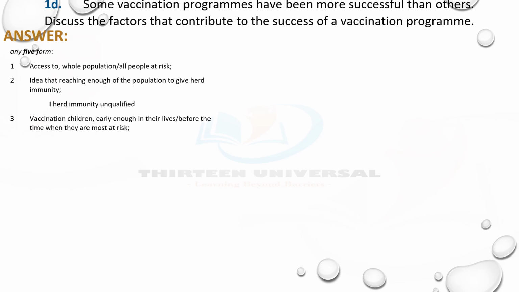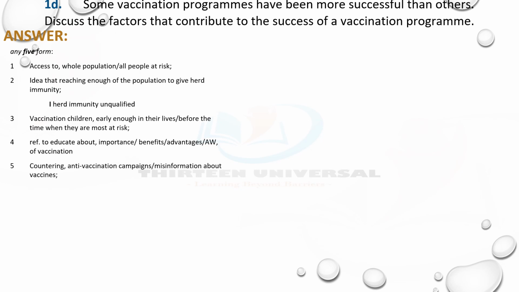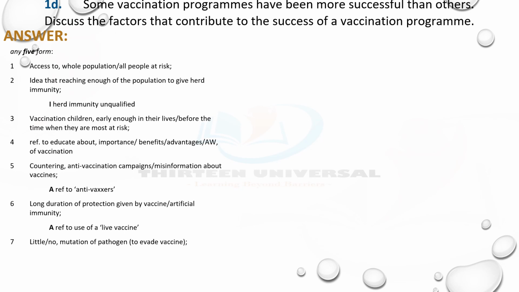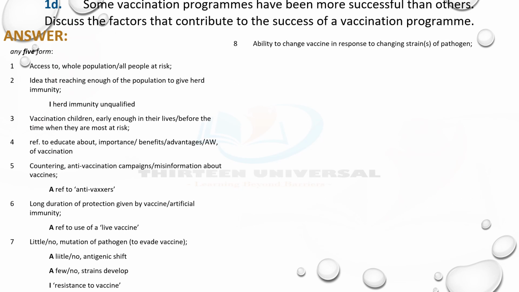Now, vaccination of children, yes, children were vaccinated early in their lives, before the time when they're more at risk. Also, people educated on the importance, benefit and advantage of vaccination, so that they were able to counter anti-vaccination campaigns or misinformation, and people are willing to take the vaccine. Long duration of protection, so the vaccine provided longer protection. Reference to use of live vaccine, yes, could do that. Little or no mutation of pathogens, little or no antigenic shift, few or no strains developed. You can see that. Ignore resistance to vaccine. There's no resistance to vaccine or such a thing.